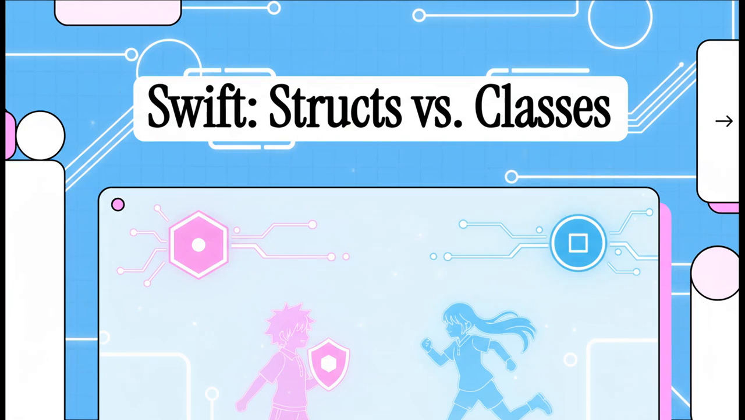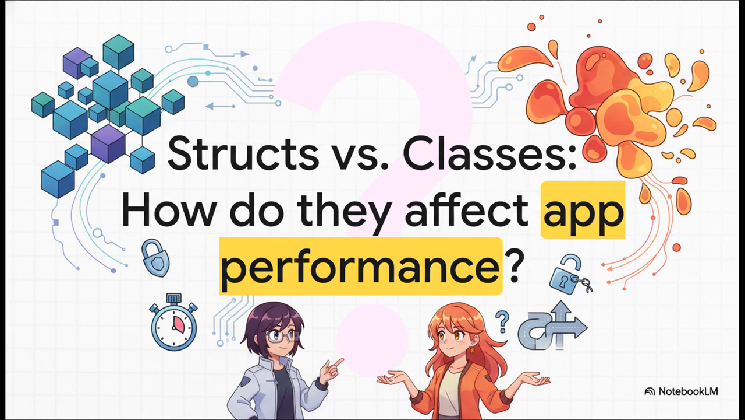All right, if you're a Swift developer, you know this is one of the first, most fundamental decisions you have to make. Are you going to use a struct or a class? It sounds so simple, right? But believe me, getting this choice wrong can seriously impact your app's performance, its efficiency, and even its safety. So today, we're going to break down exactly what this choice really means. So let's just dive right in.